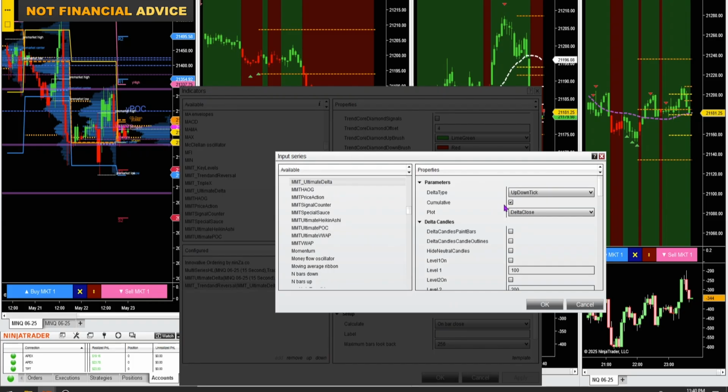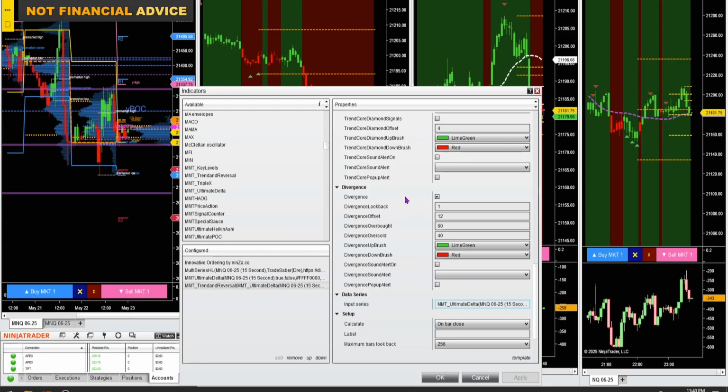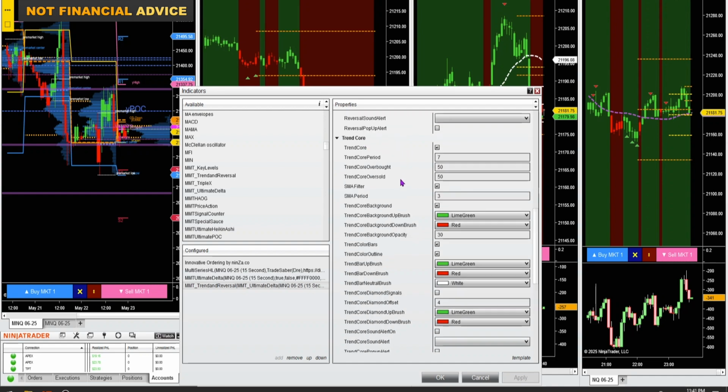For the trend and reversal, for an input series, I'm using the MMT Ultimate Delta in up-down tick mode. I've got cumulative checked on, and the plot is the delta close. Divergence, look back of 1, overbought, oversold of 60 and 40. Trend core is painting the candles and the background.